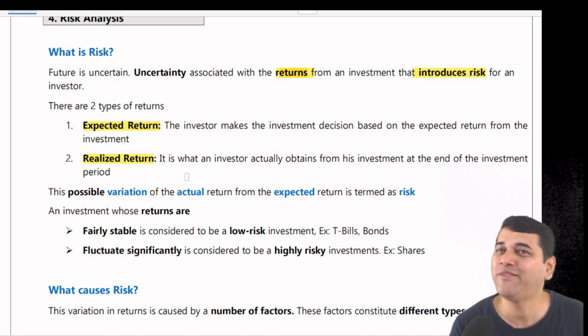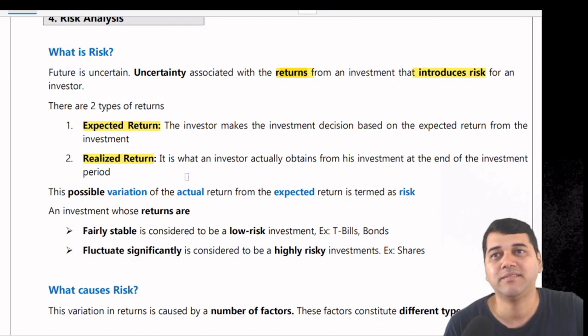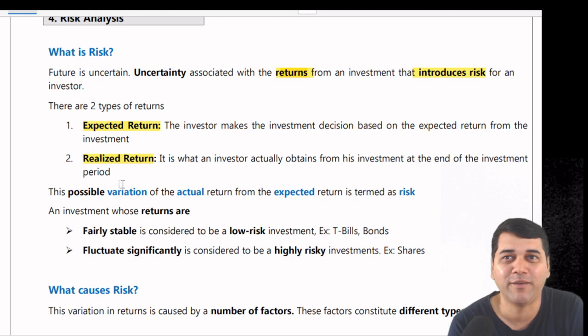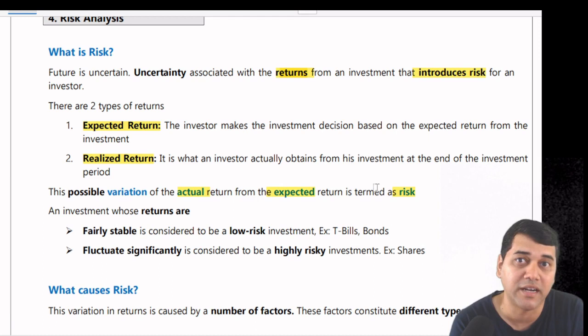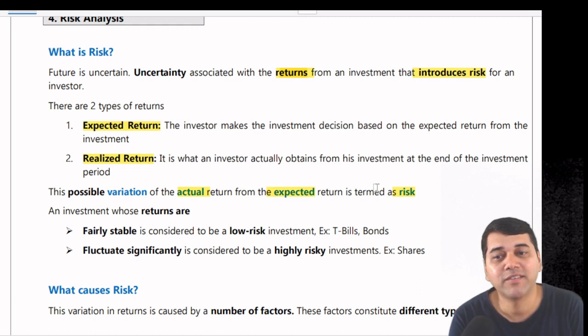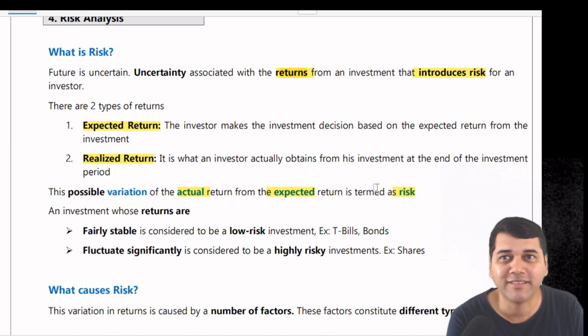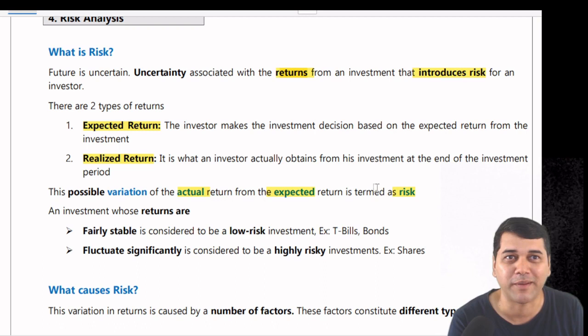The moment you fix one expectation, unless that expectation is met, you will never be happy. So whatever it is, this possible variation of the actual return from the expected return is termed as risk. Understand? Risk is nothing but what you are expecting versus what actually happens. That is risk. Unhappiness is the risk. Happiness is getting more than what you expect.